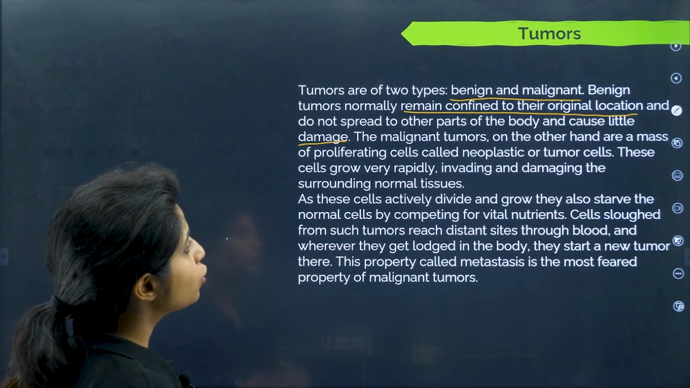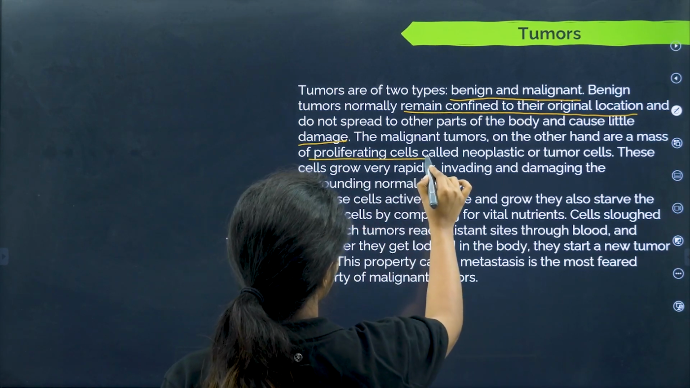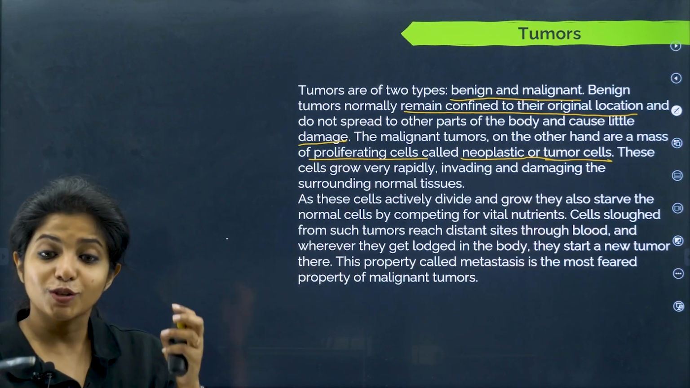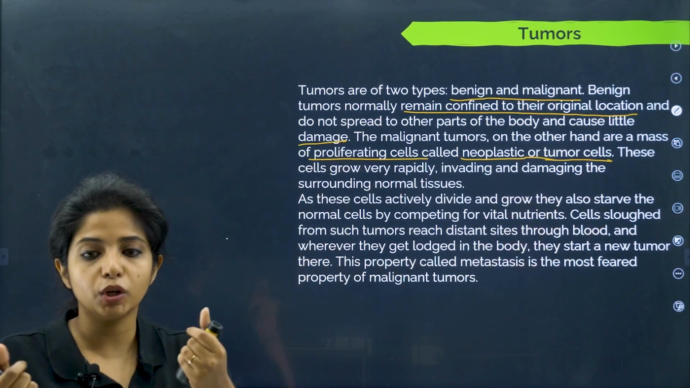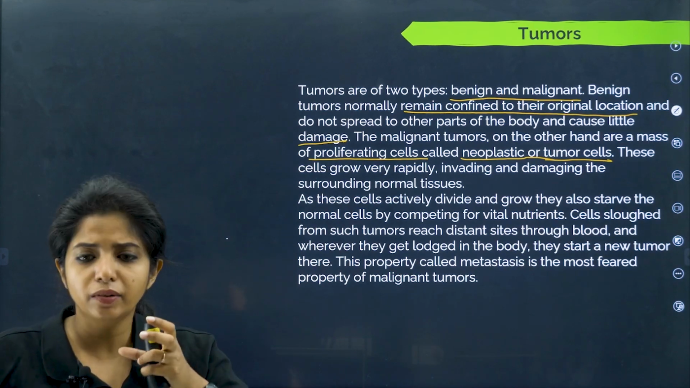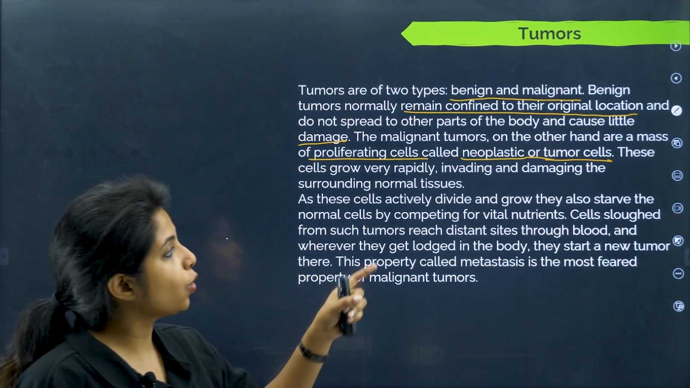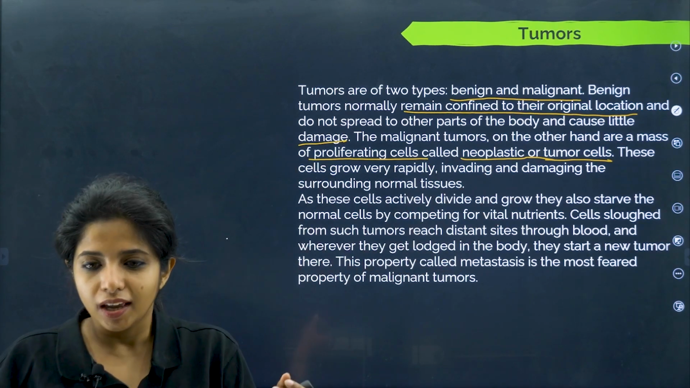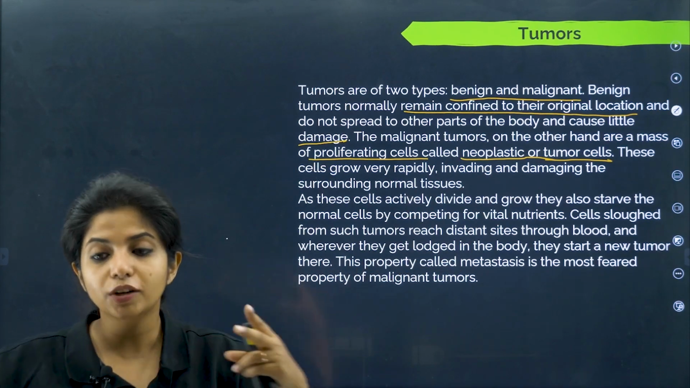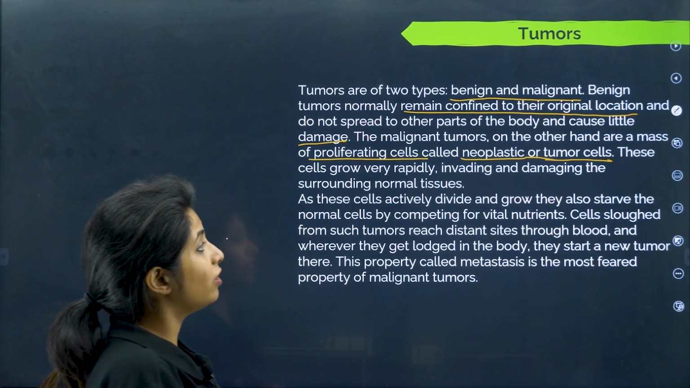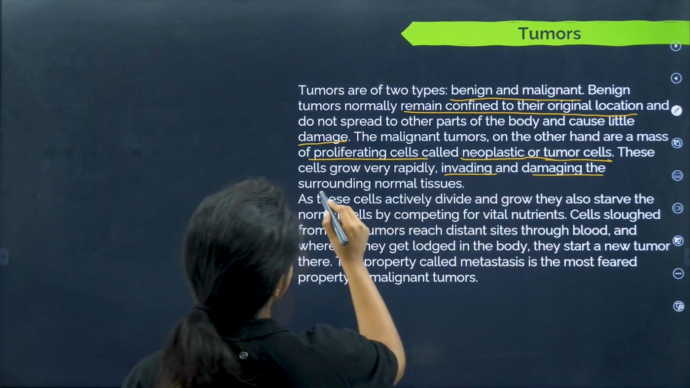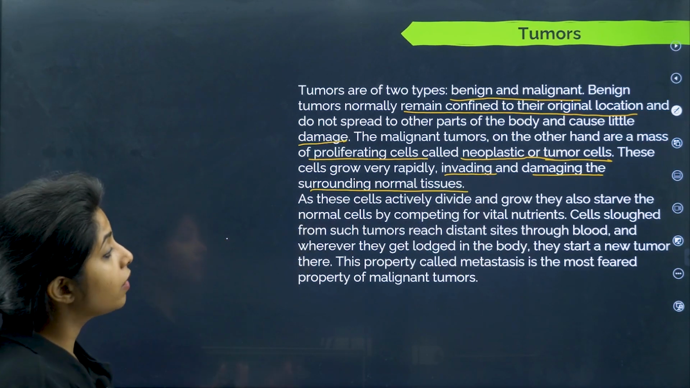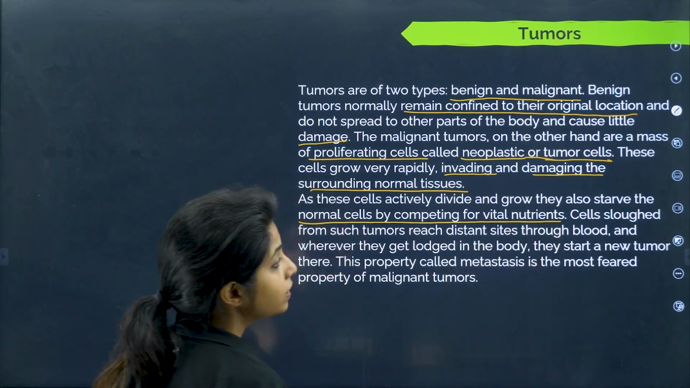Yeah. The malignant tumors, on the other hand, are a mass of proliferating cells called neoplastic or tumor cells. Malignant cells are the ones that proliferate really quickly. They are going to divide. And these individual cells, what do you call them? Neoplastic or tumor cells. That means they are like plastic. They can change whatever DNA they want, and they do it continuously. These cells grow very rapidly, invading and damaging the surrounding normal tissues. As these cells actively divide and grow, they also starve the normal cells by competing for vital nutrients.